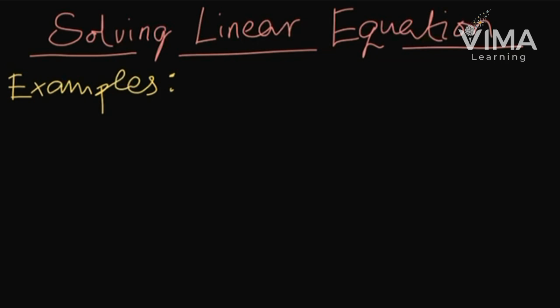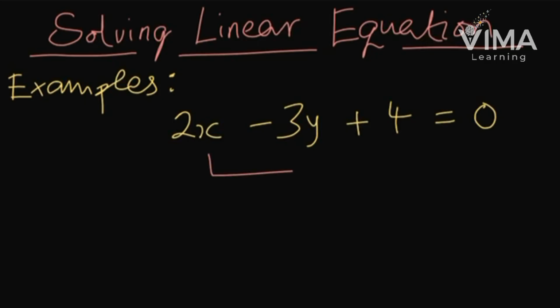Examples: we have 2x minus 3y plus 4 equals 0. There are two variables in this equation, and the highest power of x is 1 and the highest power of y is 1.